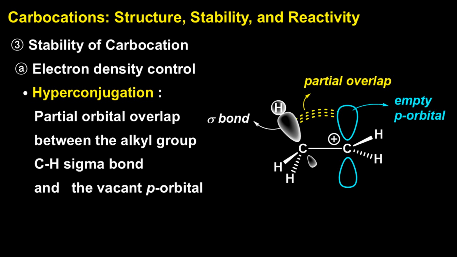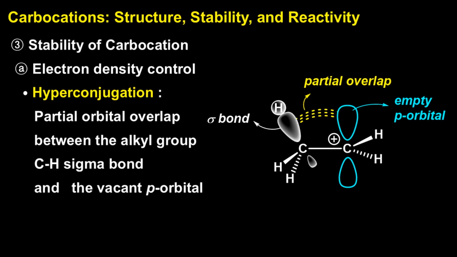It might sound a little technical, but the idea is actually pretty simple. Hyperconjugation happens when a C-H sigma bond from a neighboring carbon overlaps slightly with the empty p orbital of the carbocation. This overlap lets some electron density spill over into that empty space, helping to spread out the positive charge a bit. The more of these interactions you have, the more stable the carbocation becomes, and that's another reason why tertiary carbocations are the most stable. They've got more adjacent alkyl groups, and that means more C-H bonds nearby, leading to more hyperconjugation.